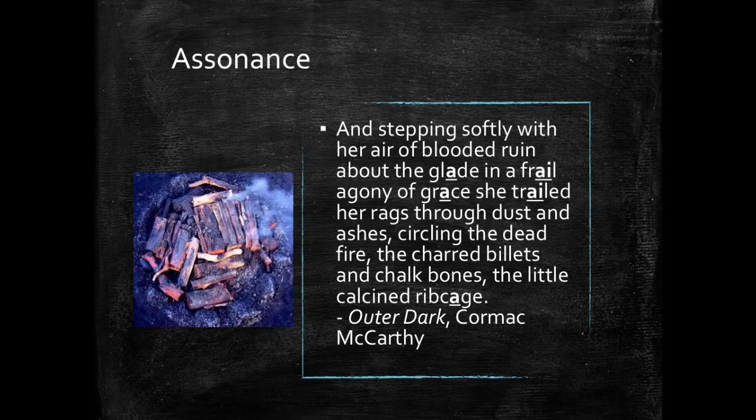What about this one? And stepping softly with her air of blooded ruin about the glade in a frail agony of grace, she trailed her rags through dust and ashes, circling the dead fire, the charred billets and chalk bones, the little calcined rib cage. The assonance here with that extended A sound again slows the passage down and creates a very serious kind of impression of this particular passage.